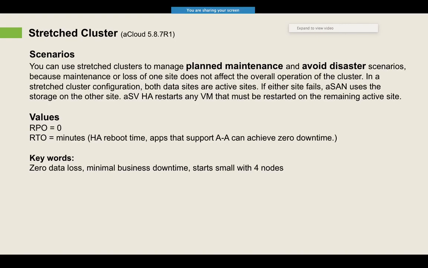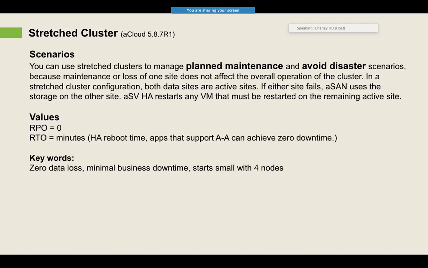For the RTO, if the applications can support active mode, such as Oracle RAC, if a customer deploys Oracle RAC on our stretched cluster, the RTO can be made 0, because the Oracle VMs will be running simultaneously on the two sides, and they will write to the shared storage and read from the shared storage. There is a very strong consistency between these two sides. Even if one side fails, the other side will take over the business seamlessly. So there will be no business downtime and there will be no data loss.